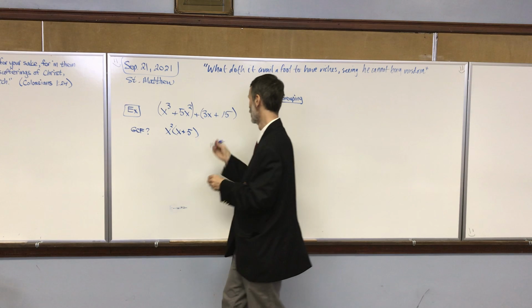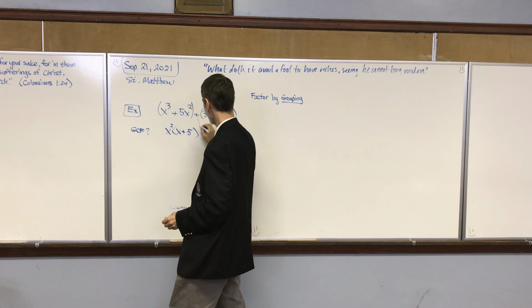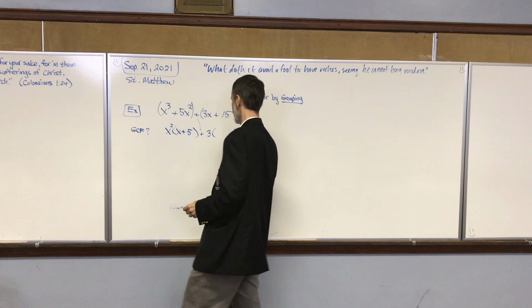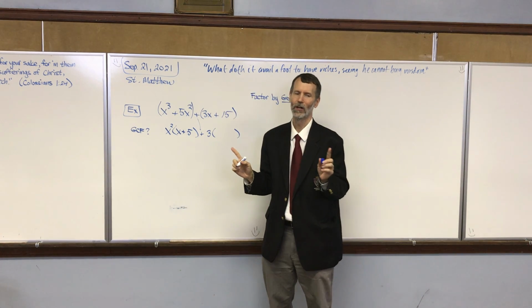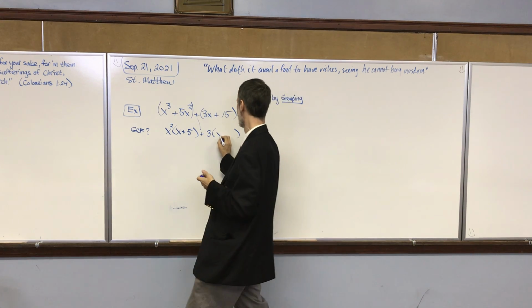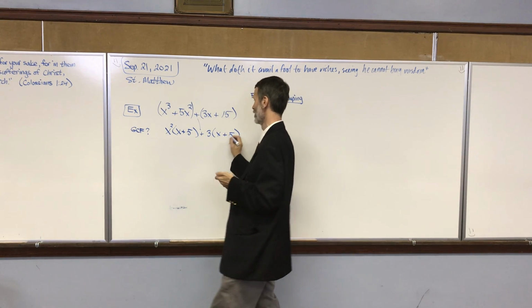3. Now, you see this plus here? Don't get rid of that. Plus 3, and then if you divide the 3 out, what's left behind? Tracy? X plus 5. Interesting.